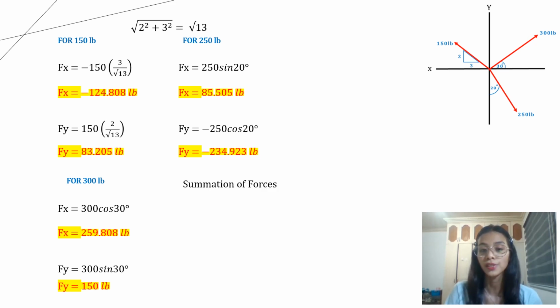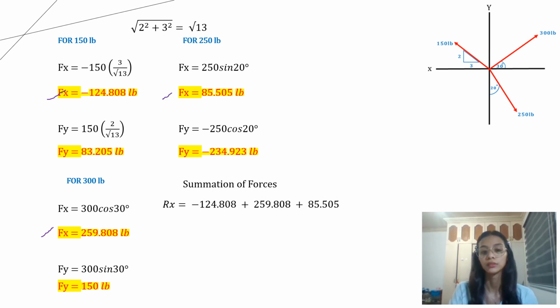The summation of forces. Our Rx, you have to add all the Fx, which is the negative 124.808, the 259.808 plus 85.505. Rx is equals to 220.505.